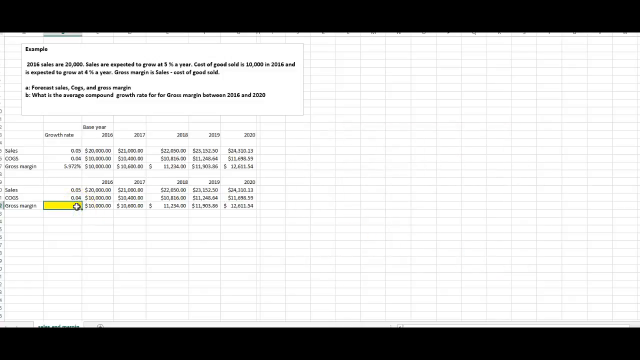Percents typically you want to see in at least a couple of decimal places. So I'm going to go in and add some zeros to it. And so the answer is 5.972.